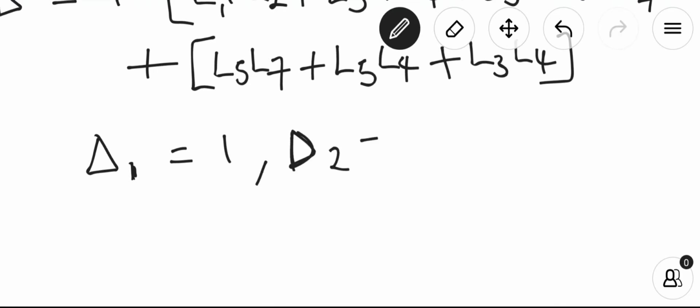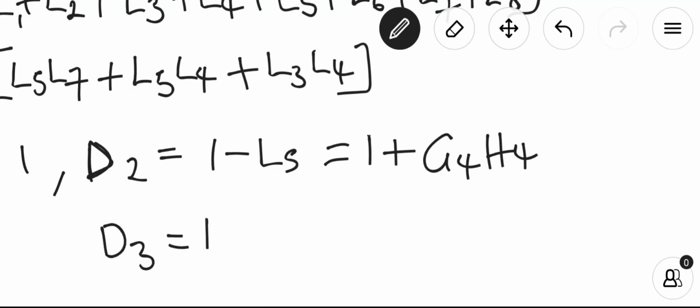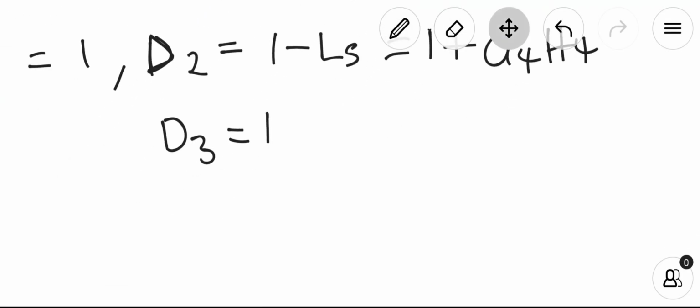Delta 2 is 1 minus L5, which is equal to 1 plus G4 H4, and delta 3 is equal to 1. So the transfer function from here, we can get the transfer function.